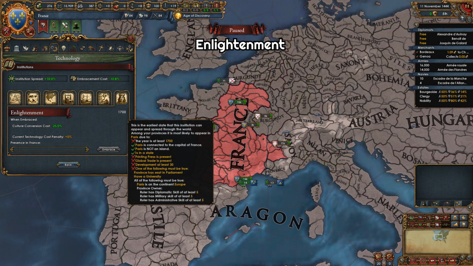The last institution to spawn is Enlightenment, which spawns after 1700. The spawn conditions are that the province needs to be in the capital area, it needs to have at least 30 dev, and it needs to have either a university building or a parliament seat, or it needs to be in Europe and the ruler skill needs to be 5 in all 3 categories. So unless you have a parliamentary form, you need to build a university in every province in the capital area.